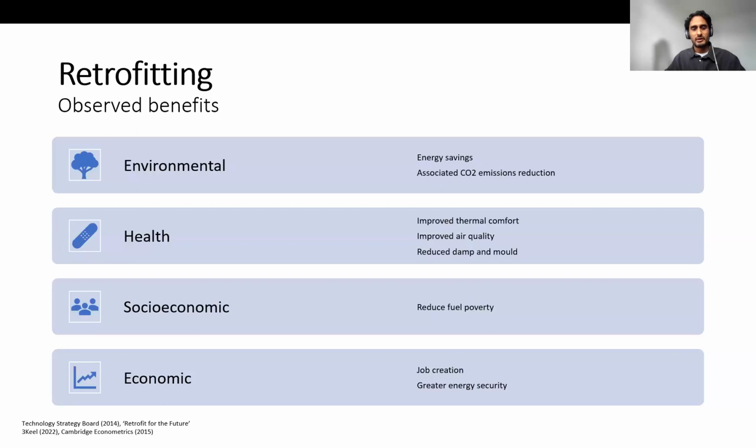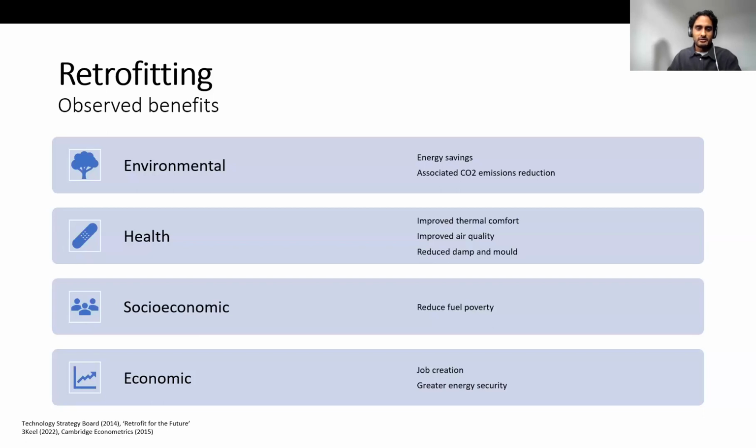But we also have health benefits, so we can see improved thermal comfort. And this is because the chances of overheating in summer can be reduced, but heat loss in winter can also be minimized. But also we can see some improved air quality when the retrofit is conducted in a correct manner. And this can lead to a lower amount of damp and mold inside, for example.